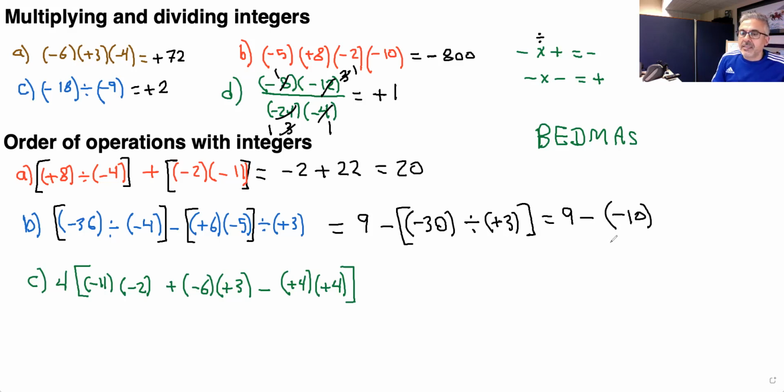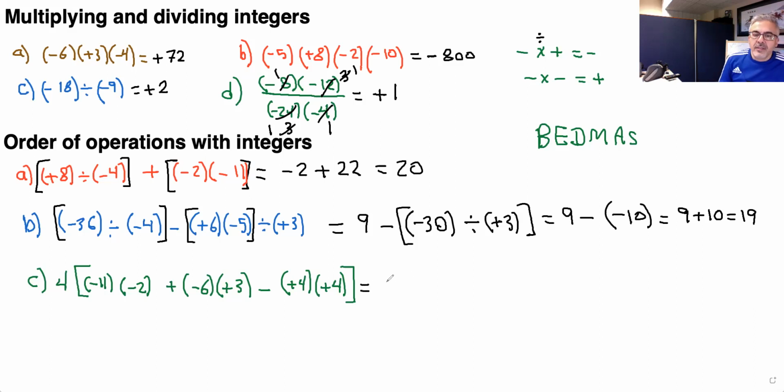So I put it in brackets because you remember from last lesson, when you have two signs beside one another like this, if they are like signs, they just become positive, which means if the signs are the same, they just become plus instead. So 9 plus 10, which is 19.